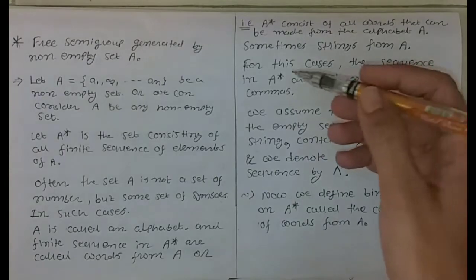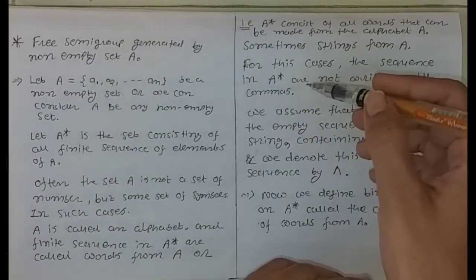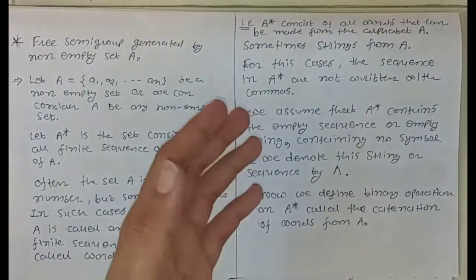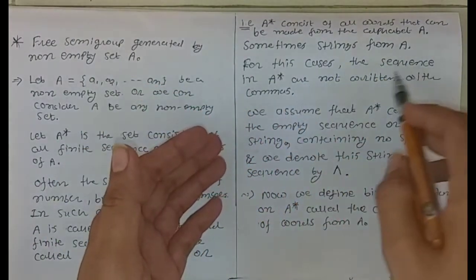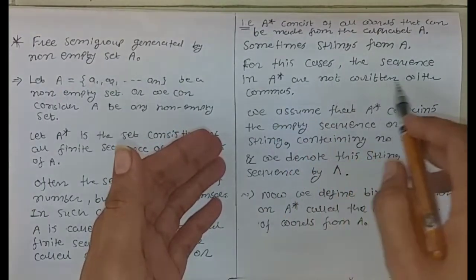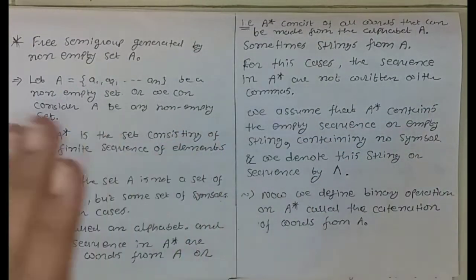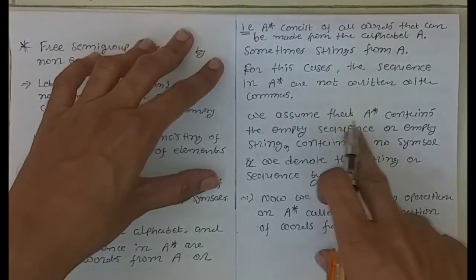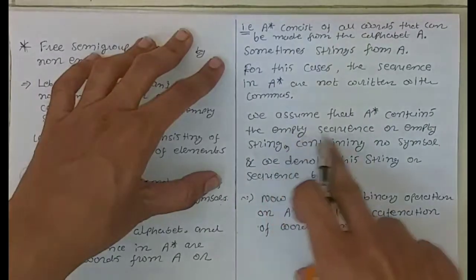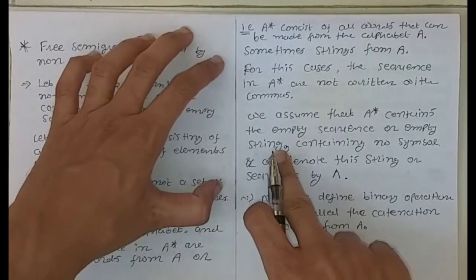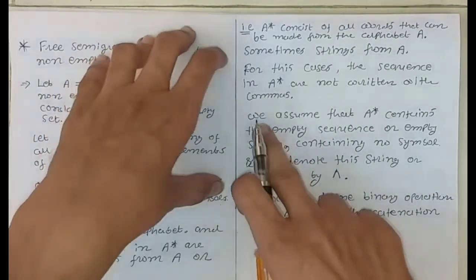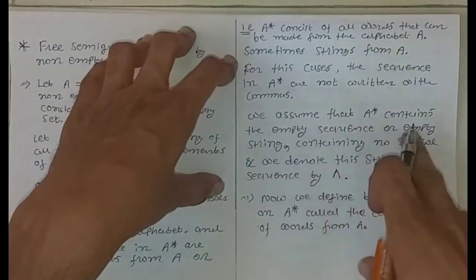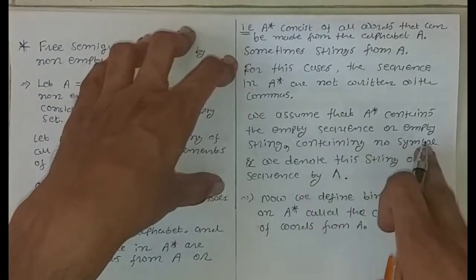Okay, so for these cases the sequence in A star, if A is the alphabet and A star is the set of finite sequences, then the sequences in A star are not written with commas. Okay, is that simple? Now we assume that A star contains the empty sequence or an empty string containing no symbol.